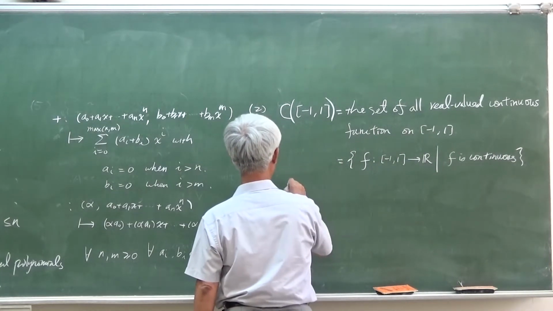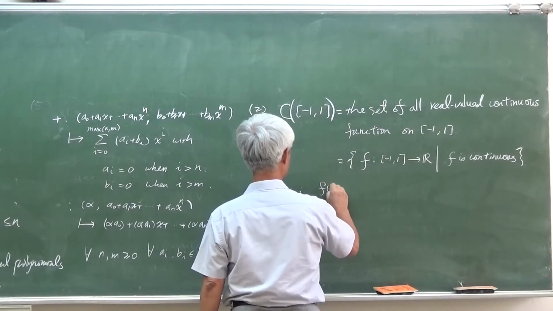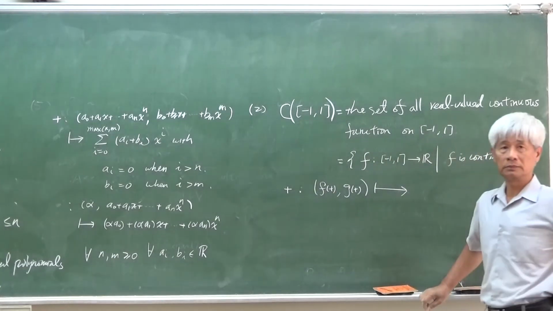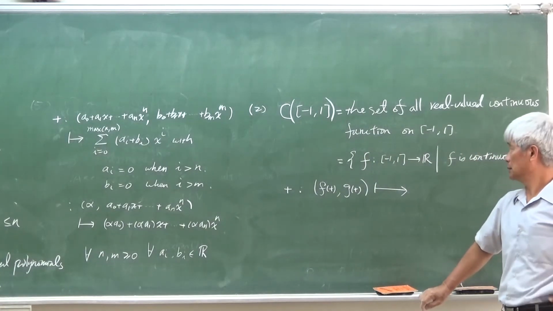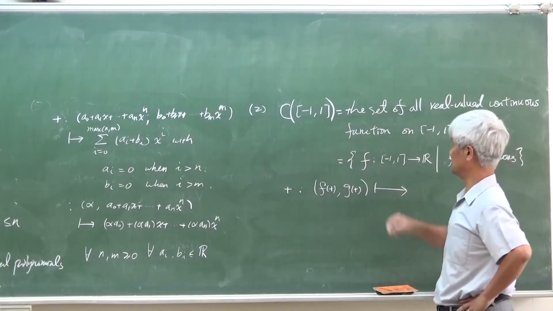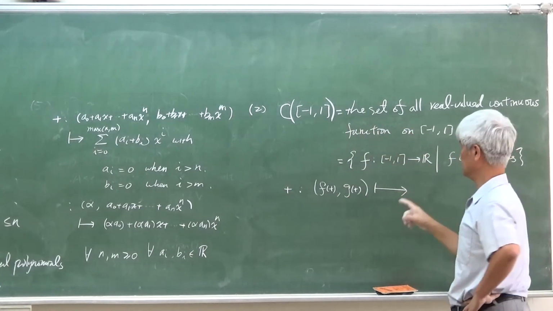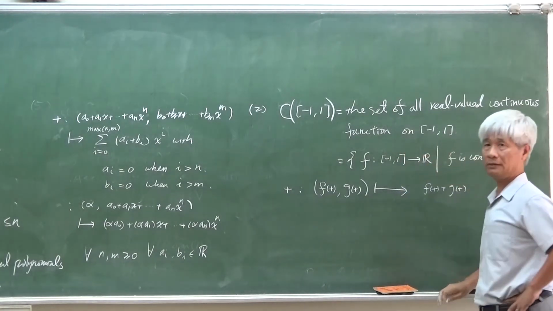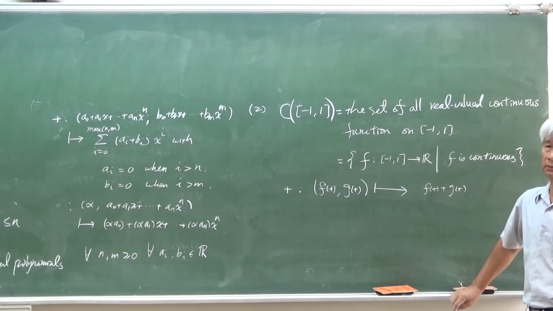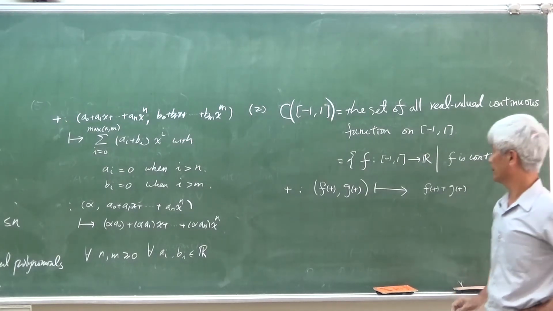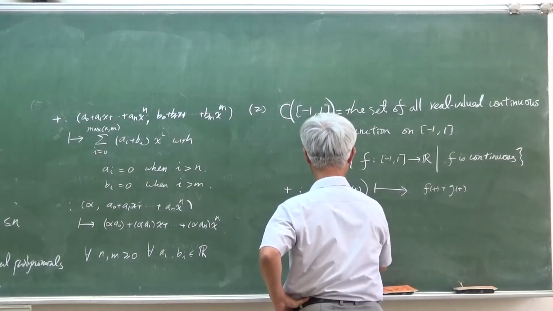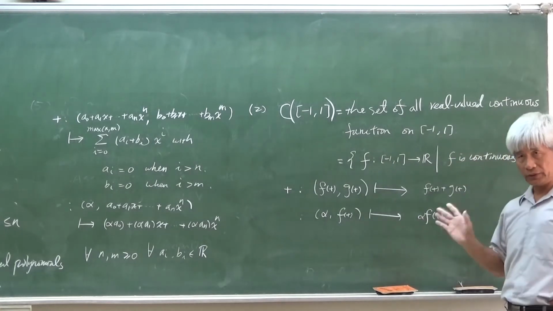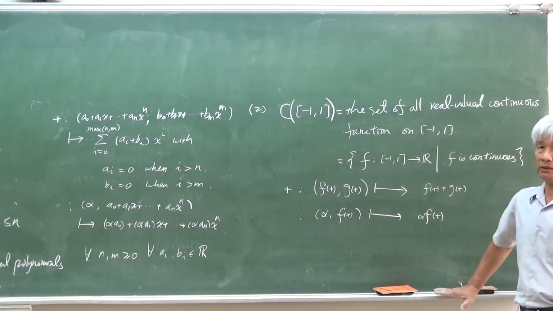Alright, so vector addition. How to define the addition of two functions in this set? The result is just to add the values together. Scalar multiplication: just multiply alpha to each value. So it's very simple.